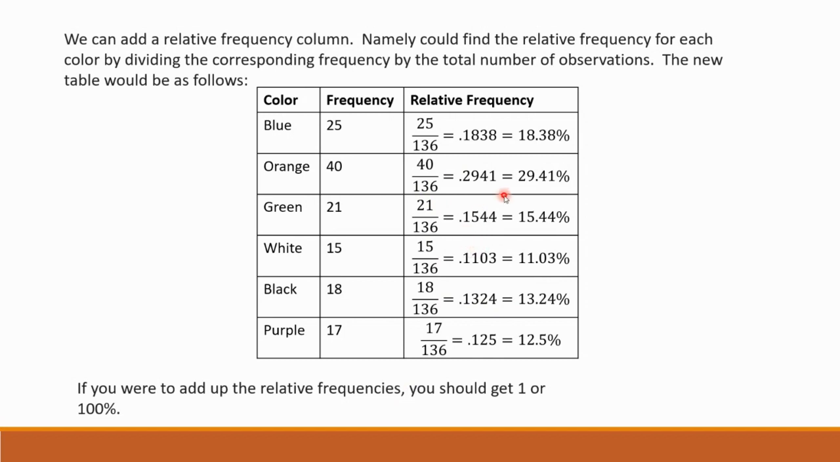Okay. So for here, for instance, we can see that 18.38% of the responders, the students that is, said their favorite color is blue, about 11% said their favorite color is white, and so on and so forth. That's what the relative frequencies are. Okay. So really that's it with a frequency and relative frequency table.